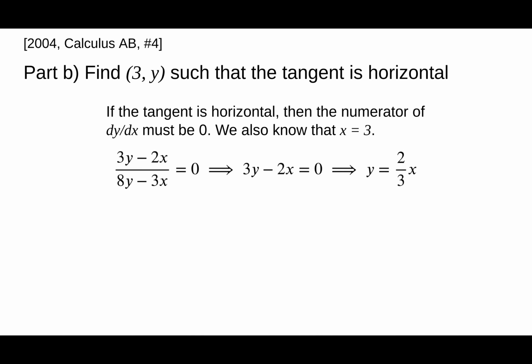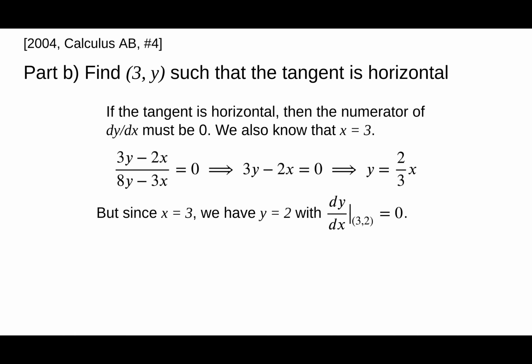So if we set dy/dx equal to 0 with the assumption that the x-coordinate is 3, that will happen when 3y minus 2x is equal to 0. But since x is 3, y is equal to 2/3 of x. Right, 2/3 of 3 is 2. So our point is (3, 2). If we evaluate dy/dx at the point (3, 2), we do in fact get dy/dx equal to 0.